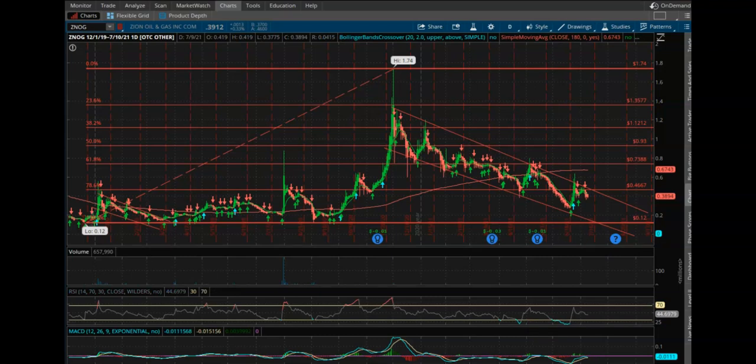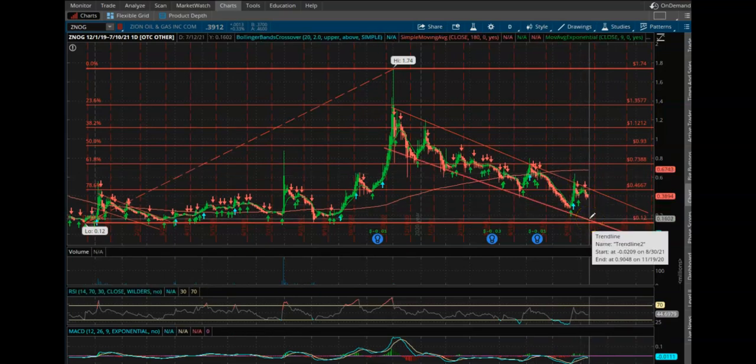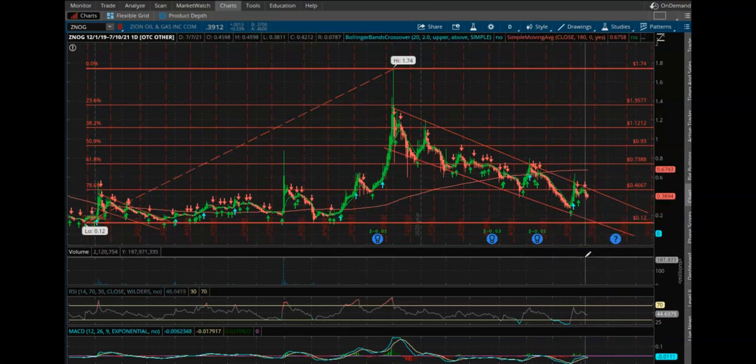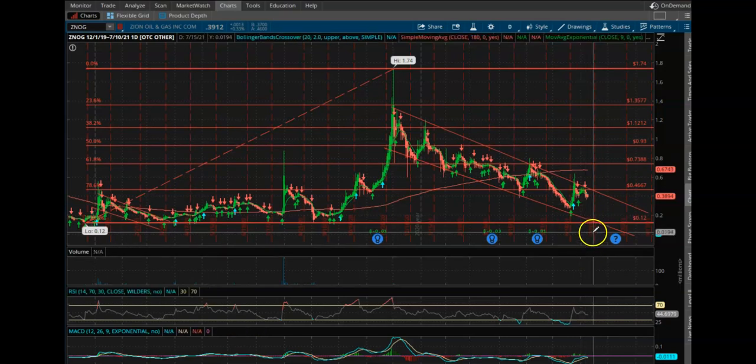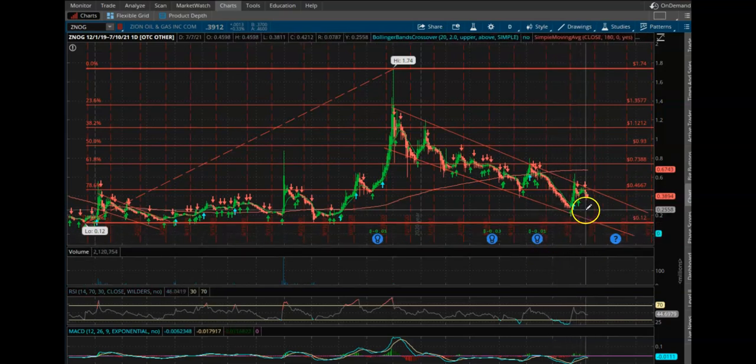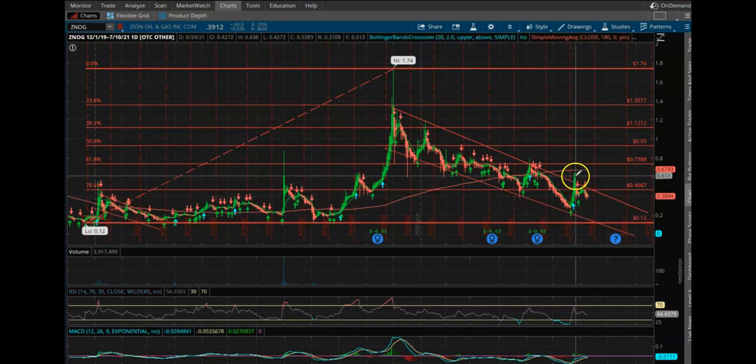The price went from about 28 cents all the way up to about 63 cents. That's a huge increase based on, oh, there's this show coming out about Zion Oil and Gas, right, that they're going to be featured in. And you saw what happened there. As soon as that came out, it just started coming back down again.